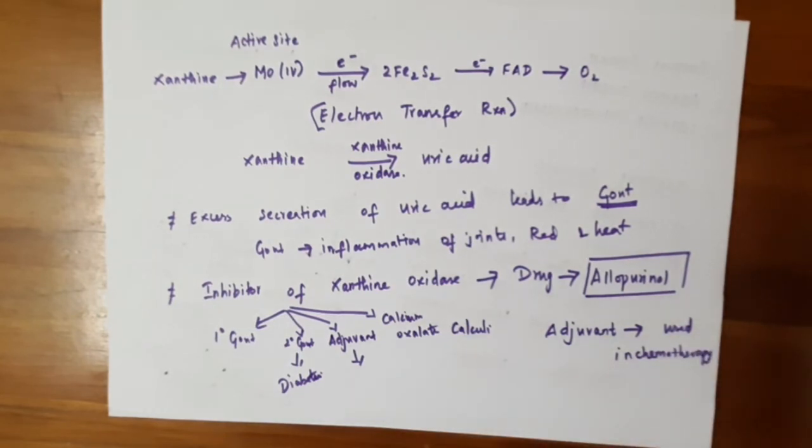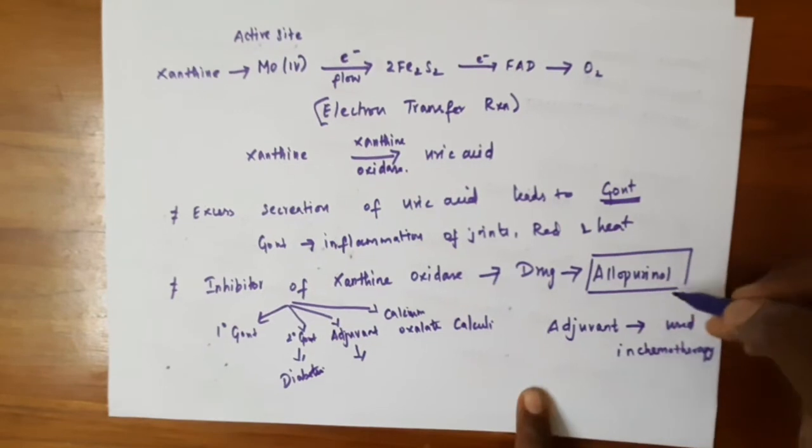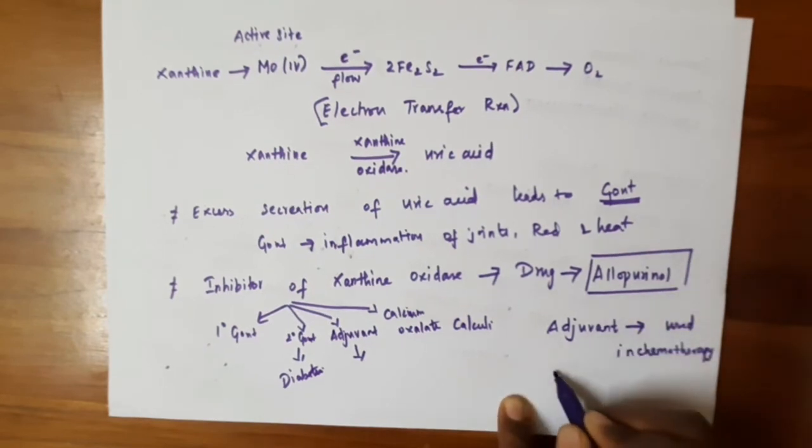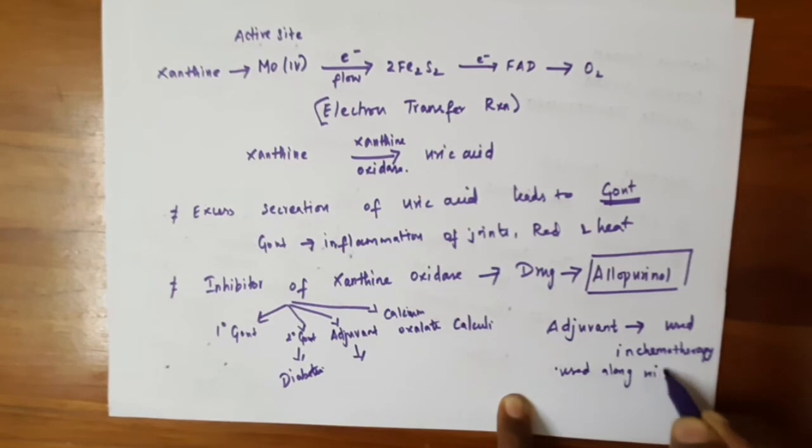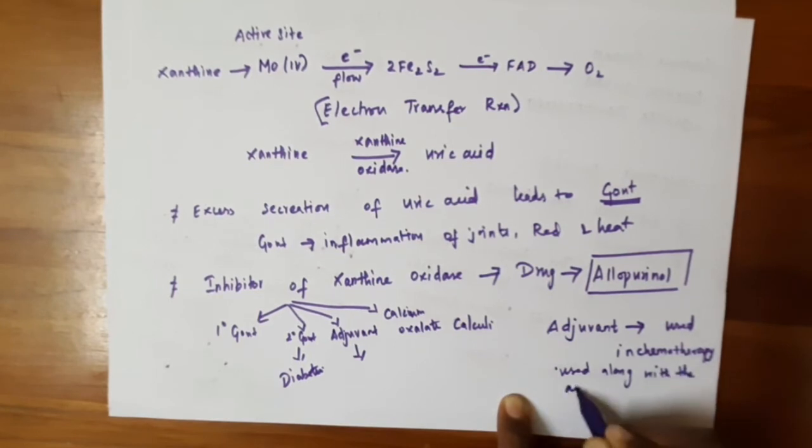So during the intake of anti-cancer drugs, which leads to skin inflammation and skin rashes, this can be avoided by using the allopurinol drug. This allopurinol drug is used along with the anti-cancer agents.